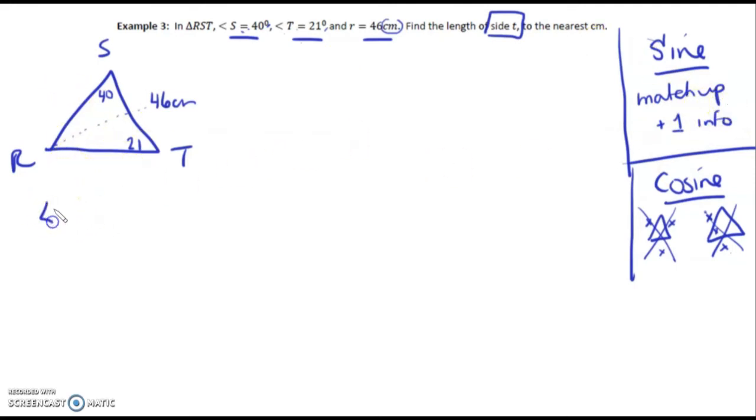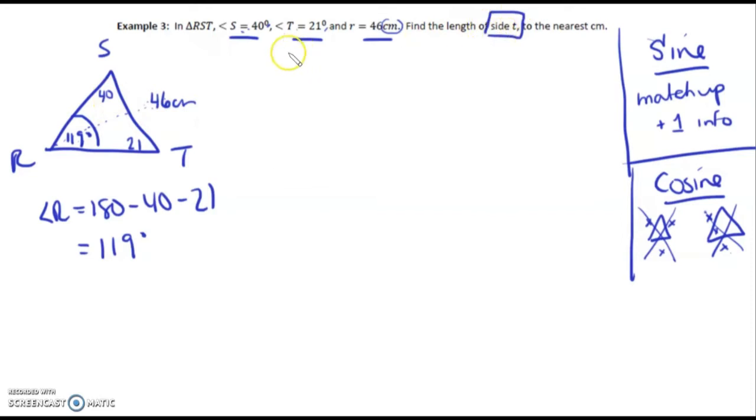However, we can get angle R. And we can just do 180 minus 40 minus 21. And I get 119. 119 is not acute, that's okay. It's still going to work. Okay, so now angle R and side R, we have a complete matchup. So this is going to be our ratio that we use.